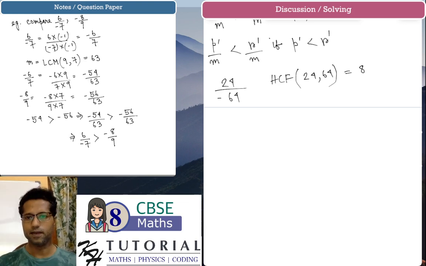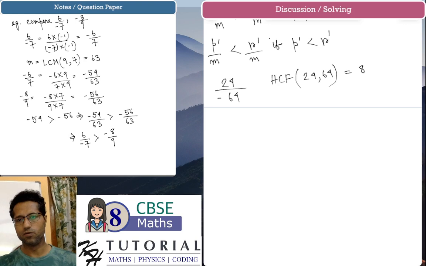Okay, let's say is it 8? I could be wrong, but let's say the HCF of 24 and 64. Clearly 8 divides both 24 and 64, so HCF is definitely not 1. So both the conditions are violated, that is, the denominator is less than 0 as well as the HCF of the numerator and the denominator is not equal to 1.